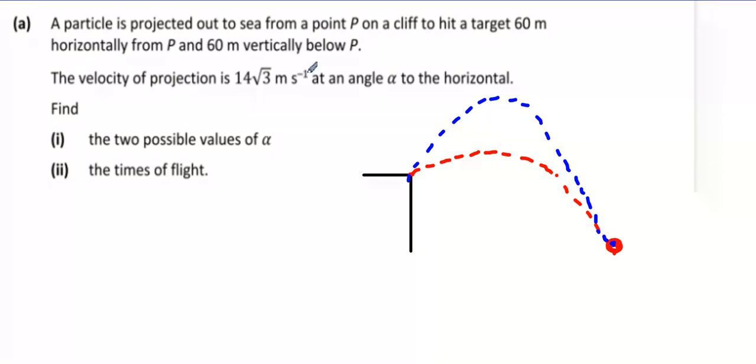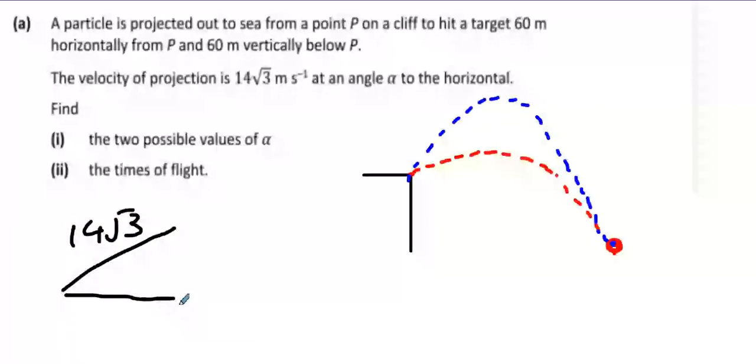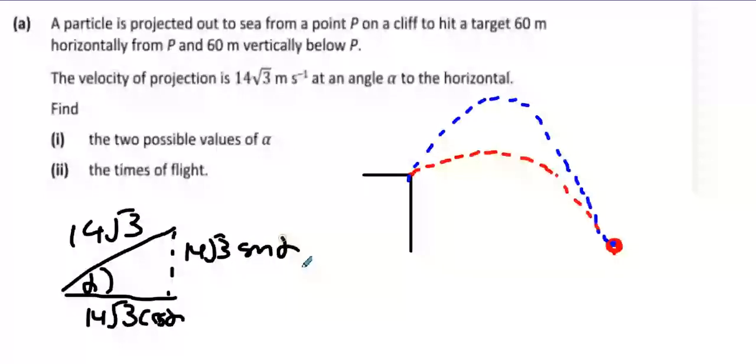So the particle is projected at 14 root 3, like so. And there is an angle, what we call that, alpha. And therefore it's going 14 root 3 cos alpha and 14 root 3 sine alpha.